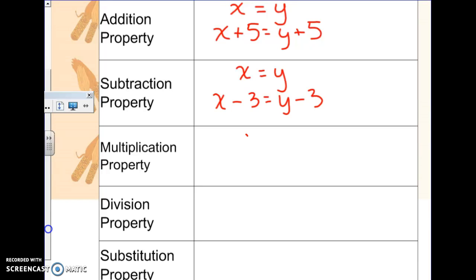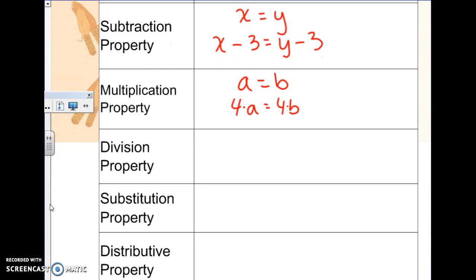Multiplication property says that if two things are equal and I multiply both sides by the same number, then that equation is still going to be equal. And then division property, again, something that you used solving algebraic equations. If I have something like x equals y, I can't divide by 0. However, I can divide both sides by a number, and it's still going to be equal.